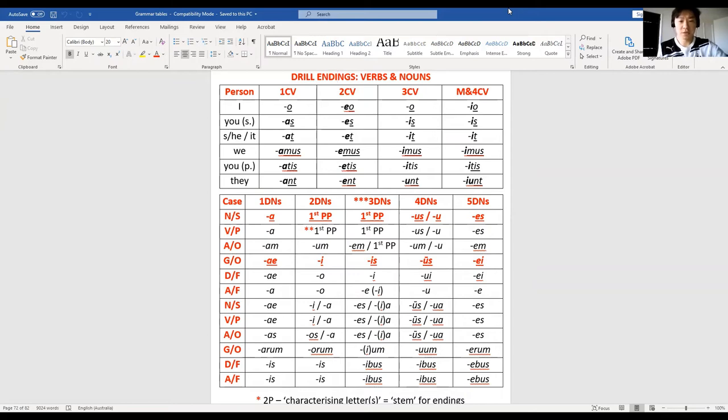Let's go to our drills. The acronym to help us remember the six cases is? That stands for nominative, vocative, accusative, genitive, dative, ablative.